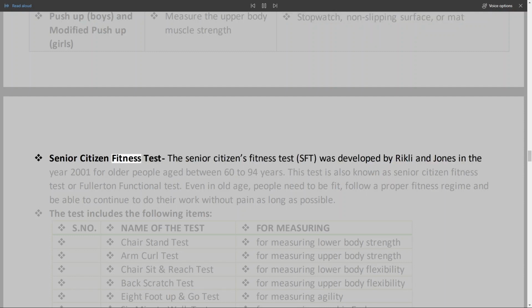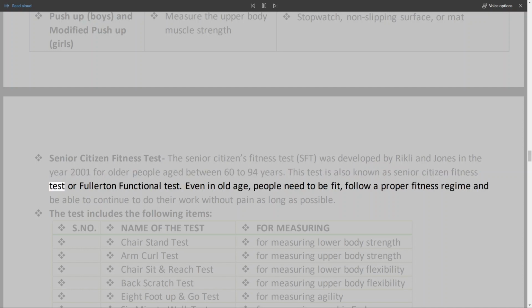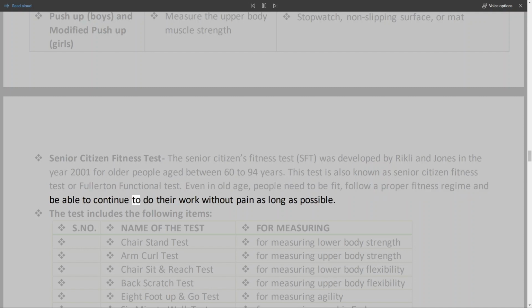Senior Citizen Fitness Test. The Senior Citizens Fitness Test, SFT, was developed by Rikli and Jones in the year 2001 for older people aged between 60 to 94 years. This test is also known as Senior Citizen Fitness Test or Fullerton Functional Test. Even in old age, people need to be fit, follow a proper fitness regime and be able to continue to do their work without pain as long as possible.